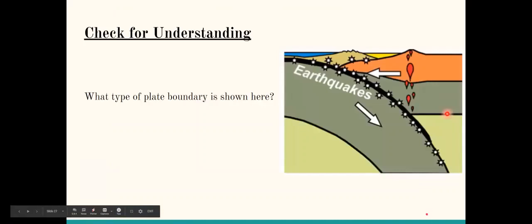Now, to check for your understanding, take a look at this image. Look at the way that they are moving. What type of plate boundary is shown here? Hope you were able to get that.